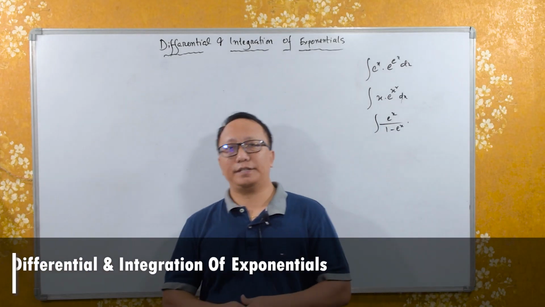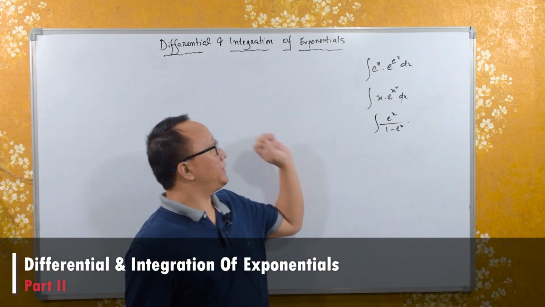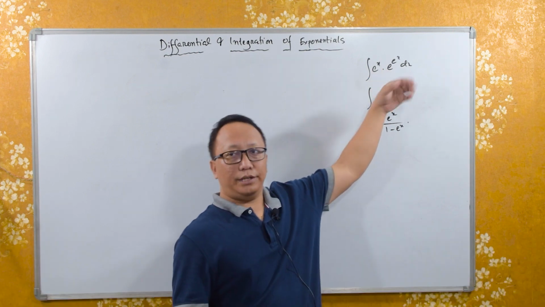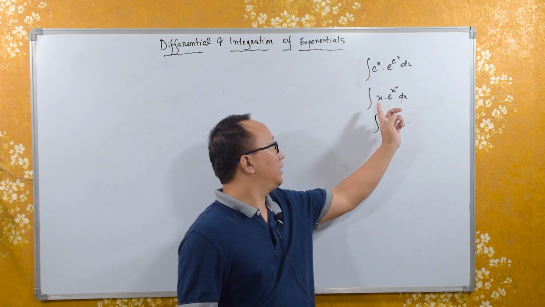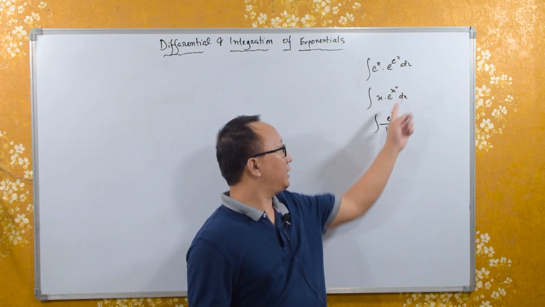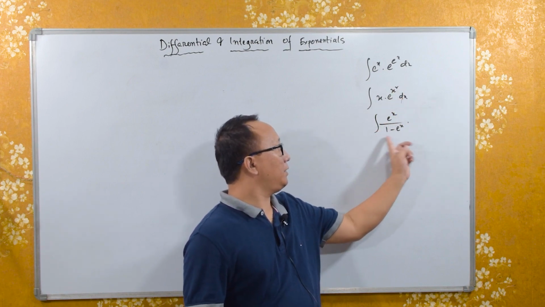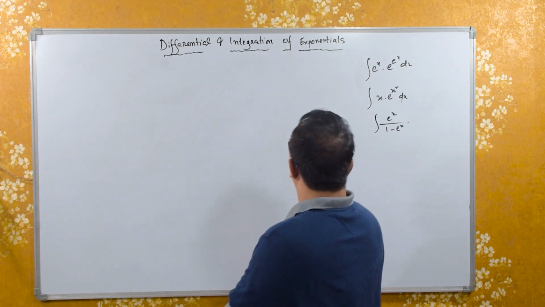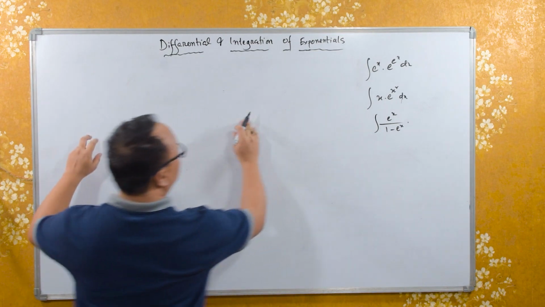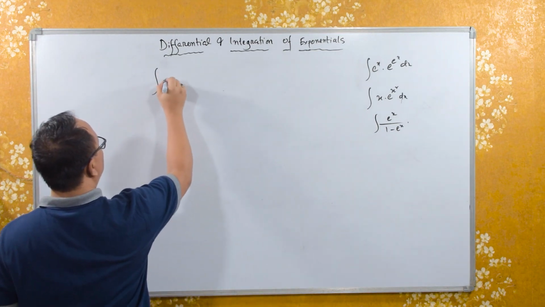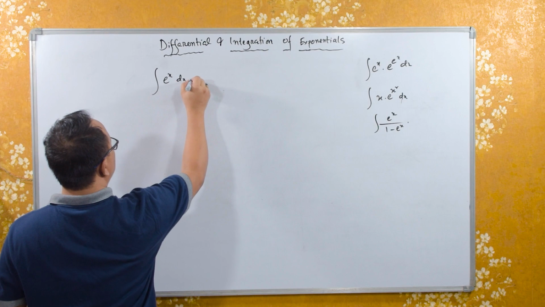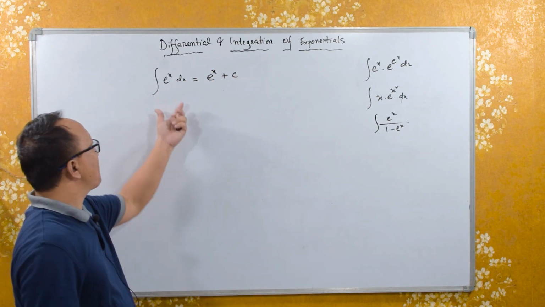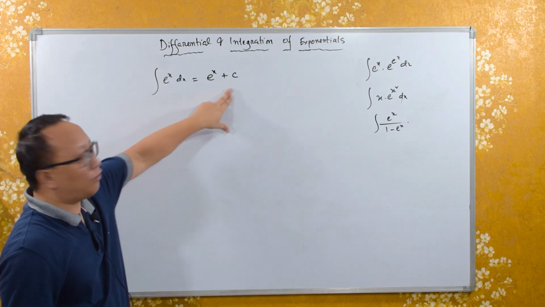Let's take some examples for integrations of exponentials. Let's say e raised to x into e raised to x, here x into e raised to x square, e raised to x upon e raised to 1 minus e raised to x. Now, how to integrate this type? First of all, integration of e raised to x dx is e raised to x plus some constant c. This is the formula we have.